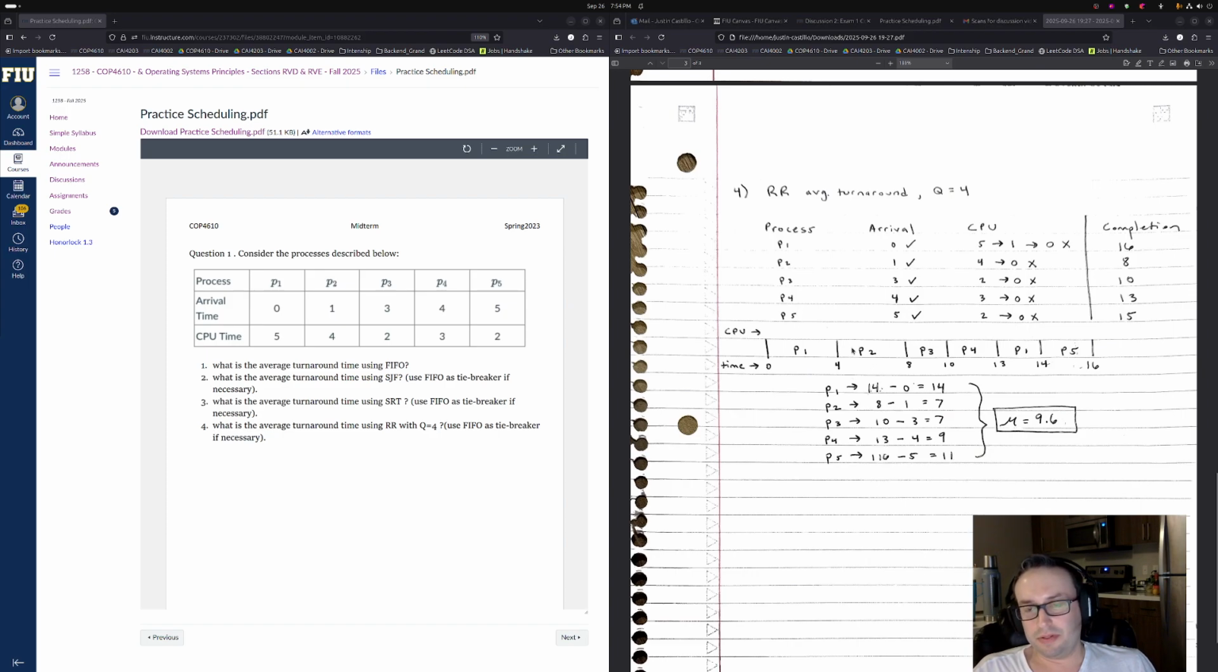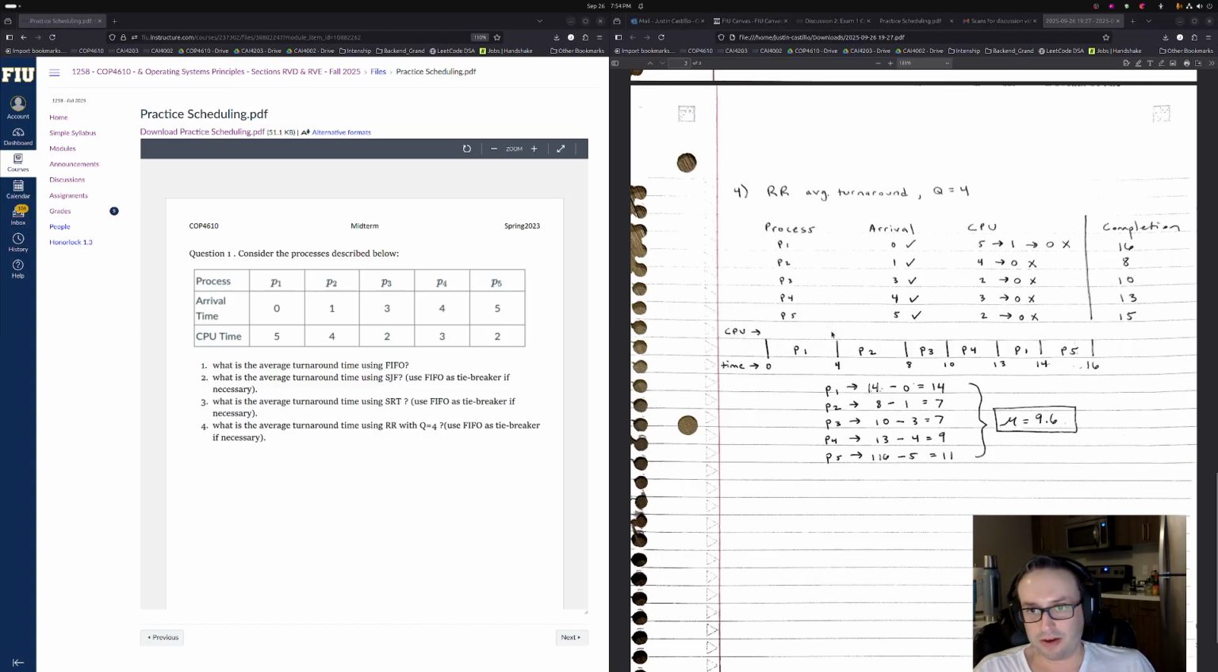Finally, with round robin, with a quantum of 4, we again have to pay attention to the arrival times and the quantums. If a process is longer than 4 time units, then it gets put into the queue after all of the arrived processes at that point. Okay, so at time 0, the only process that has arrived is P1. So we start with P1, and that runs until 4.